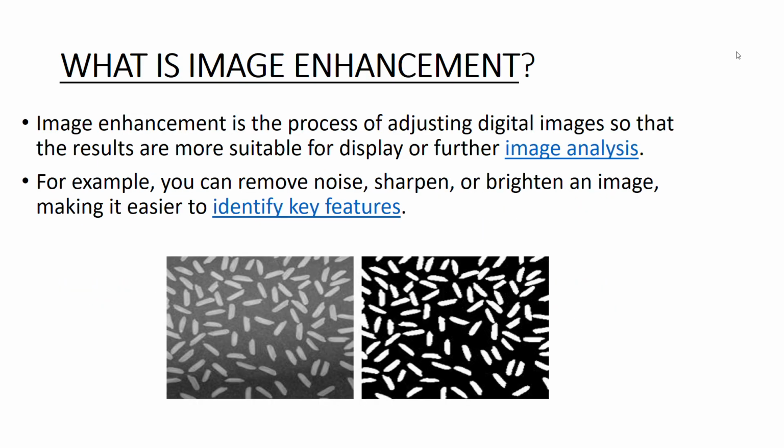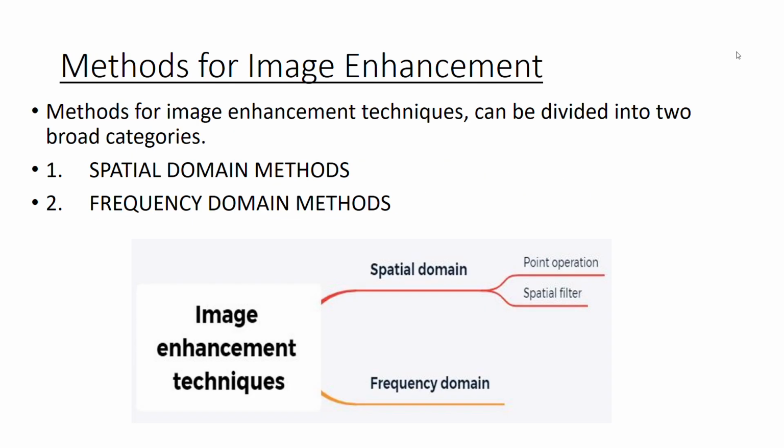So what exactly is image enhancement? Image enhancement is a process of adjusting digital image so that the resultant are more suitable for display or further image analysis. For example, you can remove noise, sharpen or brighten an image, making it easier to identify key features. So methods for image enhancement technique can be divided into two broad categories. First is spatial domain methods, and second is frequency domain methods. Spatial domain is again further classified into point operations and spatial filters.